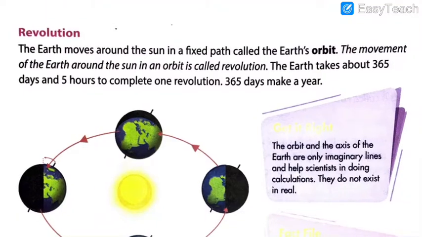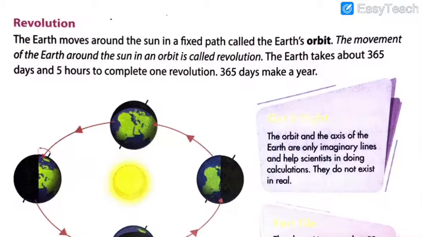Let's start from today's new topic, revolution. The earth moves around the sun in a fixed path called Earth's orbit. The movement of the earth around the sun in an orbit is called revolution. The earth takes about 365 days and 5 hours to complete one revolution. 365 days makes a year.